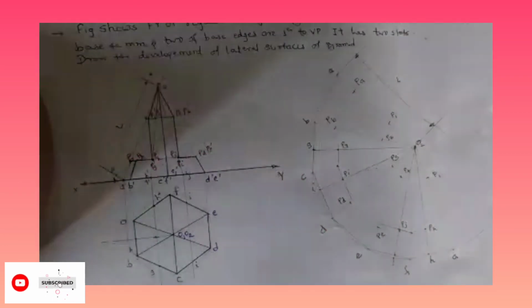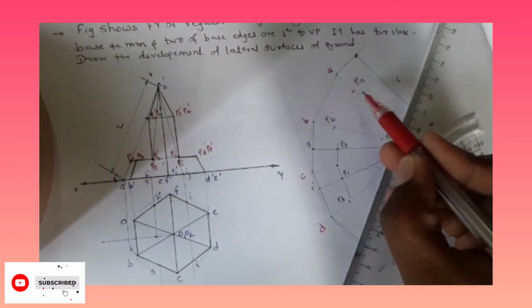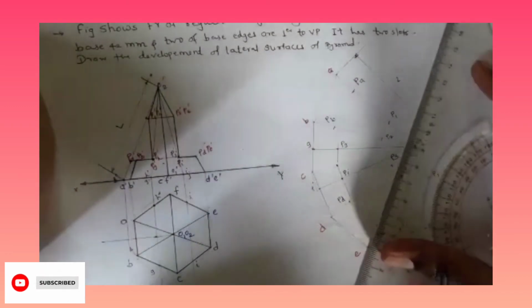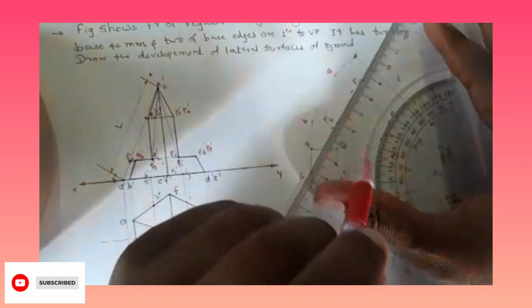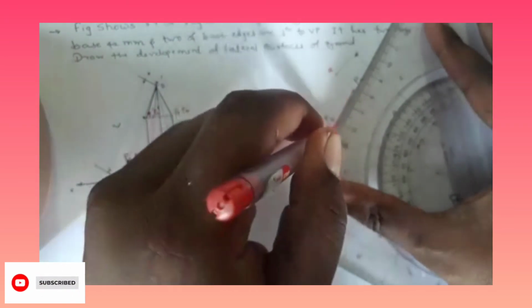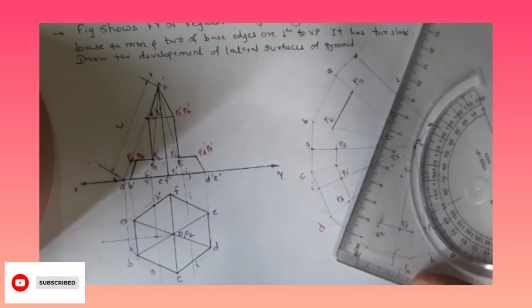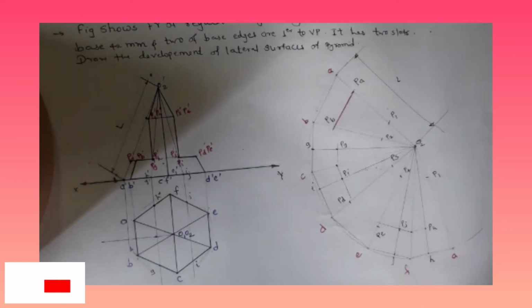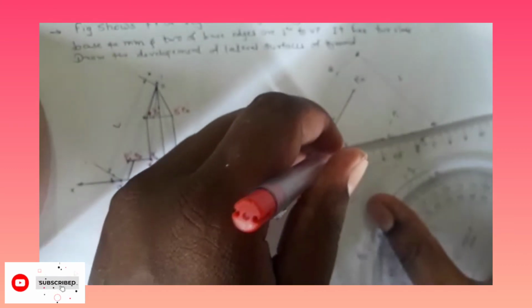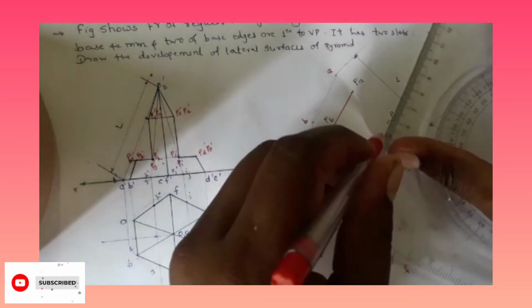Okay, so you can start from here, PA, and let us join PA to PB, then next PB to PG, then PG to P2, so like this, and then P1 to P2.